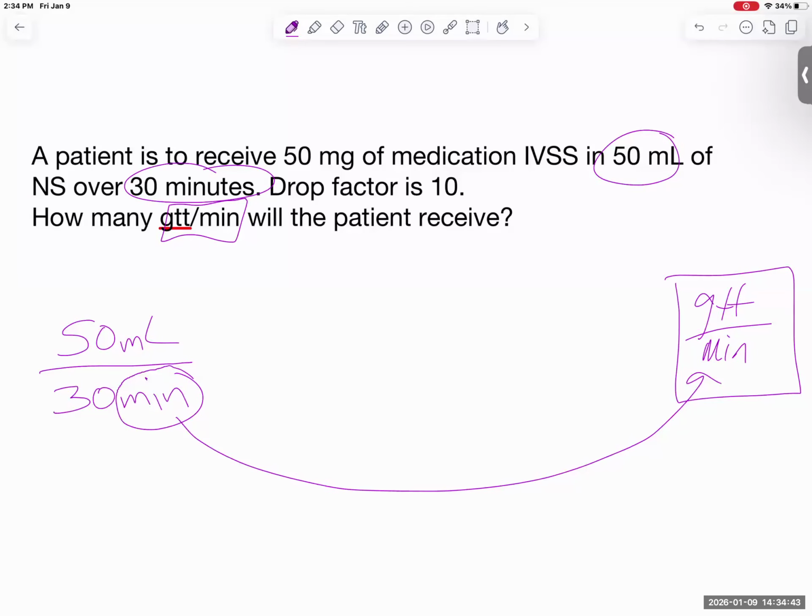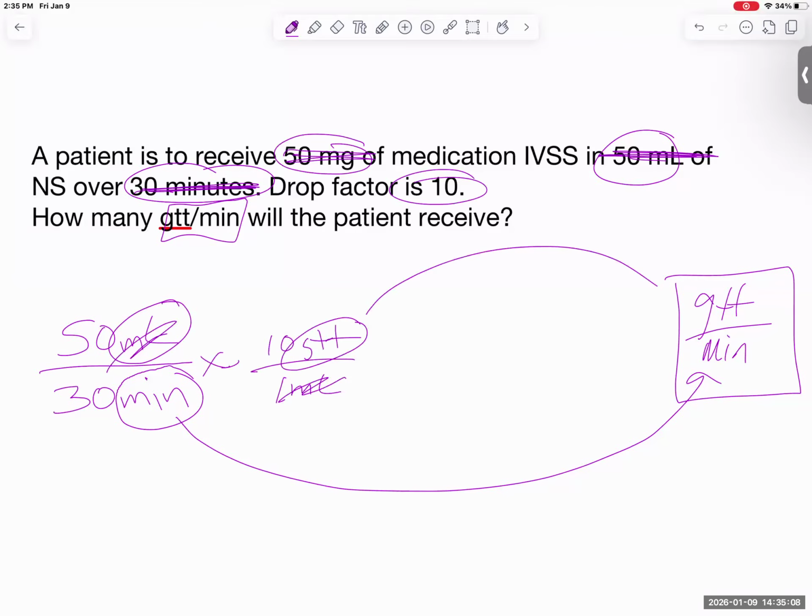So if I have minutes, I just need to work on getting rid of the milliliters. So 50 milliliters over 30 minutes. I have a strength, but I'm solving for a rate. I didn't ask you to solve for the strength of a medicine. All right. So I need to get rid of only the milliliters. So I can do that with my drop factor. So it's 10 drops for every 1 milliliter. And by doing that, I'm ending up with drops per minute. So now it's just math.